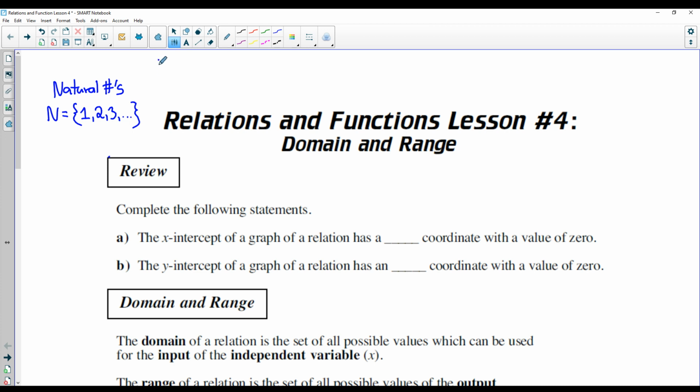We also have whole numbers. Use a W to represent that. And whole numbers would include all natural numbers along with 0. So it would just be 0, 1, 2, 3, etc. We also have our integers.